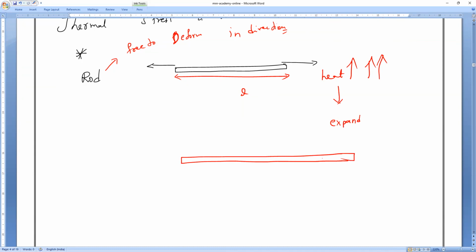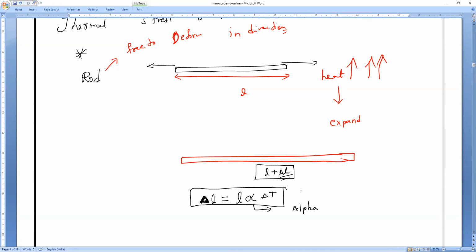We all know that if you want to deform the shape of any kind of metal, we have to heat it. Now the length of the rod becomes L plus delta L because of heating. What is this delta L? If you want to find how much the length has changed from the original length, please note: delta L equals L into alpha, the proportionality constant, into the change in temperature. This is the formula for calculating delta L, the change in length.